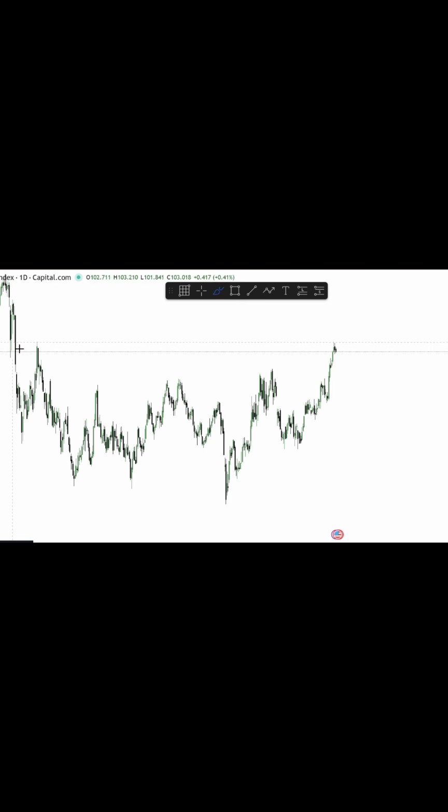Starting off with DXY on the daily time frame, we can see that we've now liquidated this high over here. We haven't had a break and a close above, but this was just a liquidity target that I had for DXY for this week.